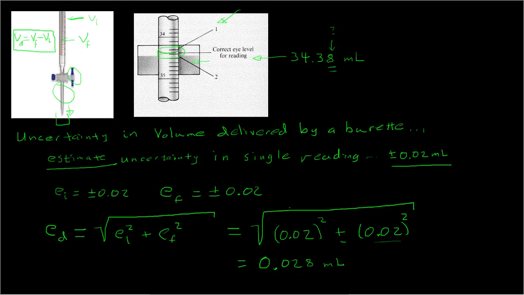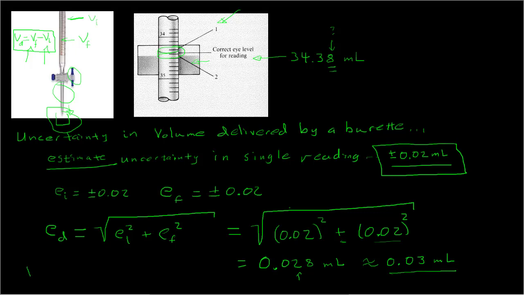So we're going to round this to the first uncertain digit right there. So this is approximately equal to an uncertainty of plus or minus 0.03 milliliters. Even though your uncertainty in an individual reading is plus or minus 0.02, because we measure the delivered volume with 2 measurements, our uncertainty is a bit higher, and we've propagated that uncertainty through the calculation, so it turns out to be plus or minus 0.03.